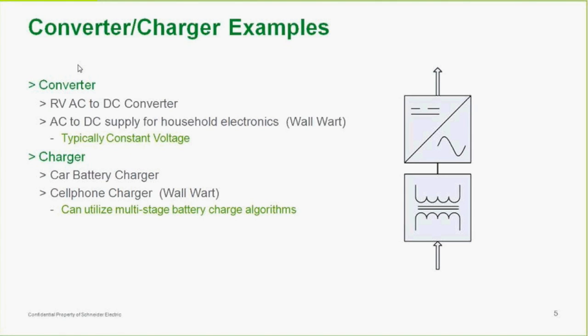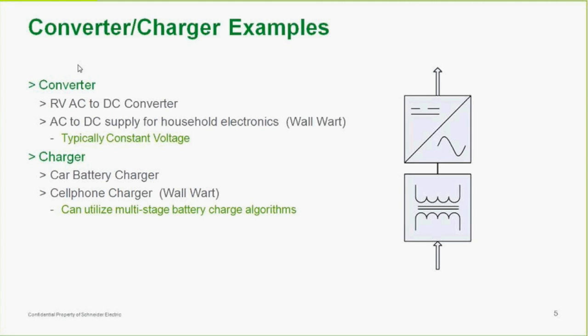The difference between a converter and a charger is that a converter typically has a constant voltage. It could be a 9-volt converter. It could be a 12-volt converter. It could be whatever. We'll take your 120 or 240 or 230, what have you, and convert that down to a constant voltage. And we use that for running devices.